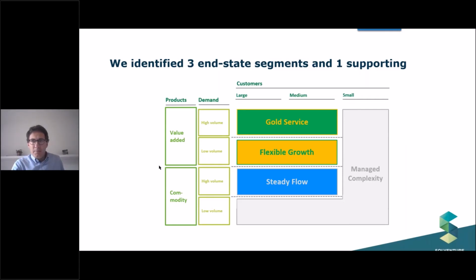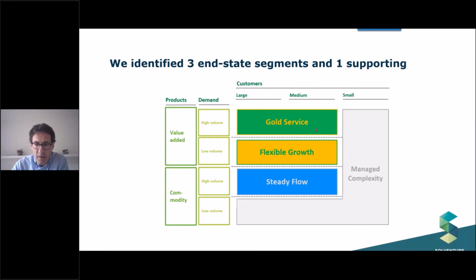Out of that analysis, we then identified a number of segments, and what you see now on this slide is the resulting segmentation. We identified one segment which we call the steady flow, which is commodity products, high volume for large and medium customers. Think of Coca-Cola ordering a limited number of standard SKUs in huge quantities, bulk wagons. They want those huge volumes at low cost, really looking for operational efficiency. That's one type of business.